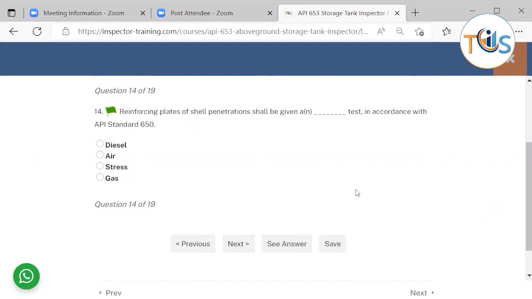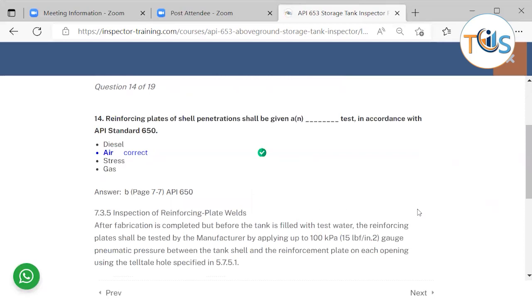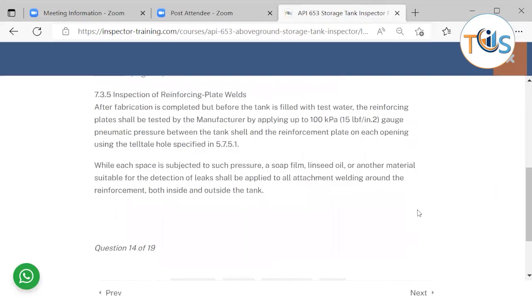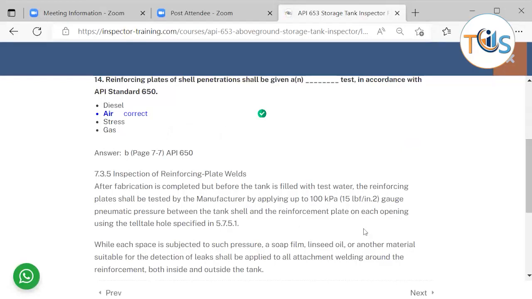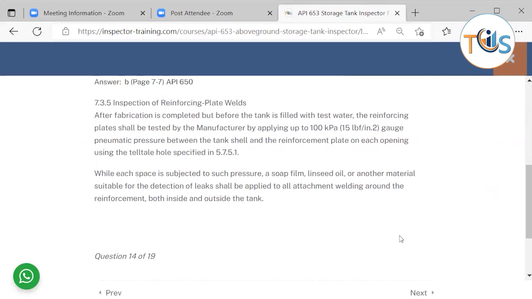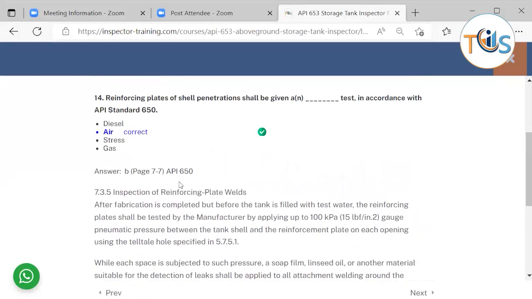reinforcing plates of shell penetration shall be given an air test in accordance with API 650. So again, if you do a tank repair, tank bottom repair or shell repair, you should do that. You have explained where it is coming from, and obviously they will not be asking you about the pressure. It's 15 psi, but unless it's an open book question, you need to go and find the answer in API 650.